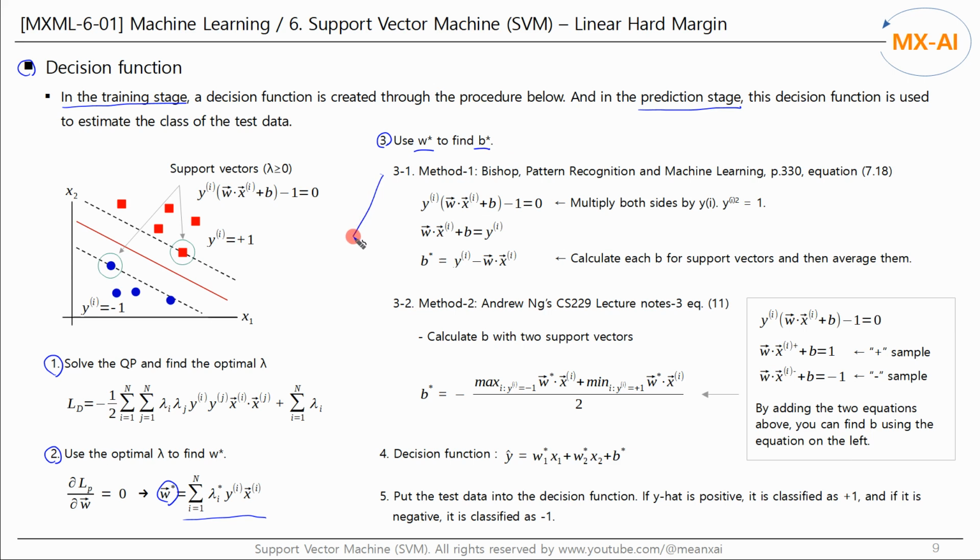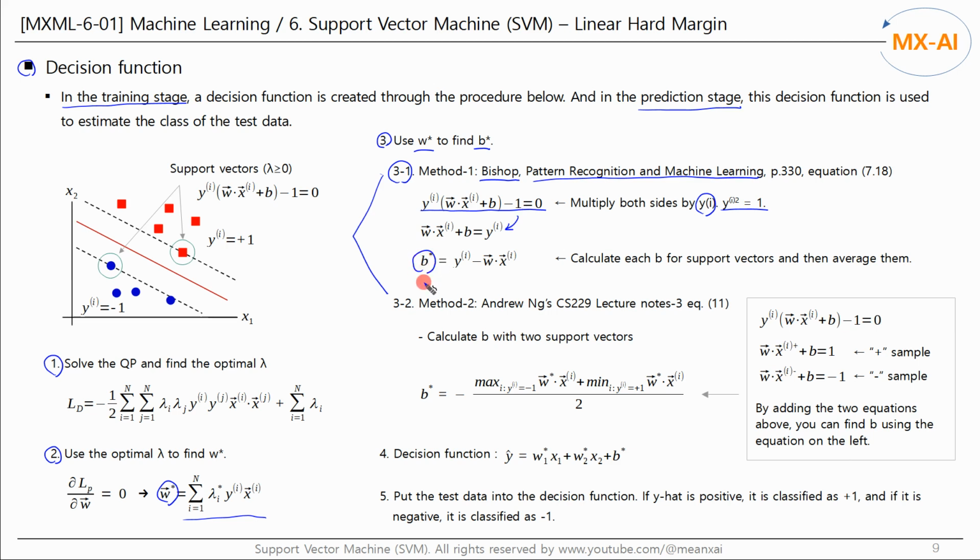There are two ways to find B star as follows. The first is the method introduced by Christopher Bishop in this book. The support vectors satisfy this equation. Multiply both sides by y. Since y is either positive or negative 1, y squared is always 1. Then, this equation can be written as follows. From this equation, we can find B star as follows.